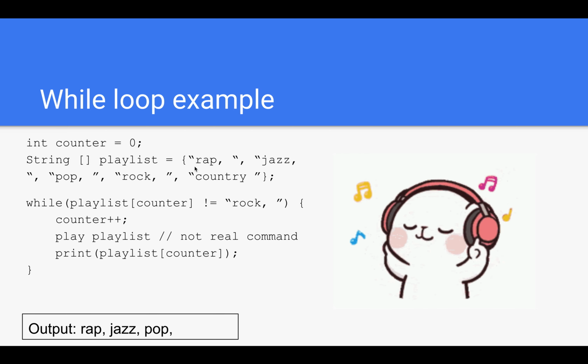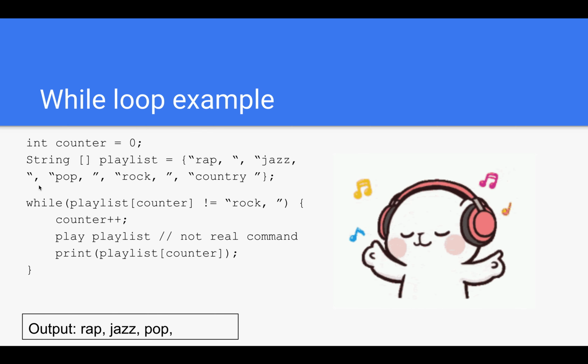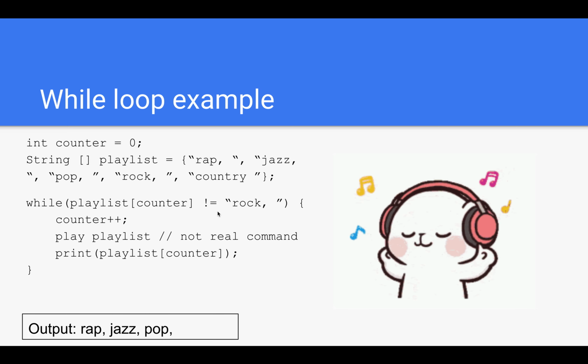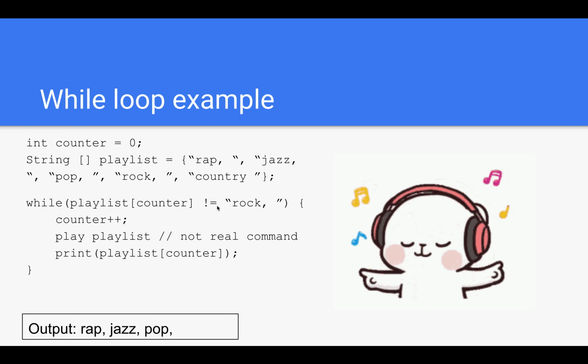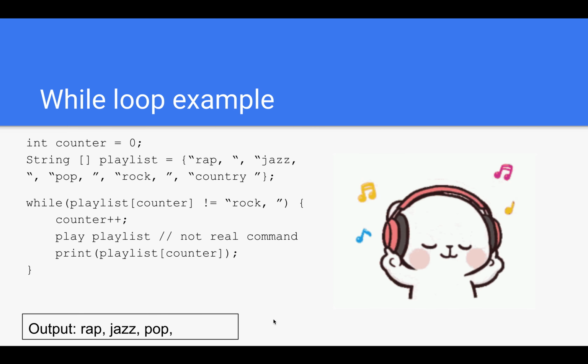So we start at rap and at 0, then jazz at 1, pop at 2. Then we go to rock, but we don't want it to be equal to rock. So then this condition is false. So then the loop ends and the output is rap, jazz, and pop.